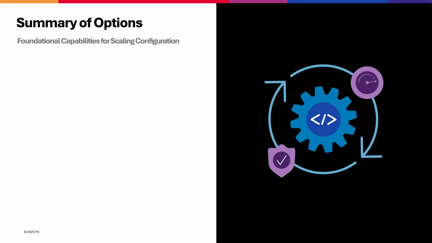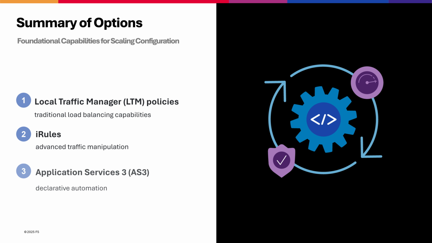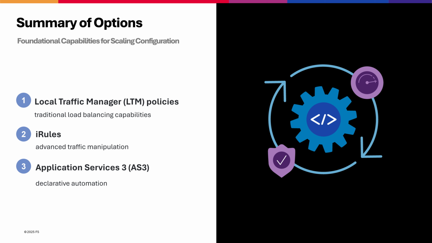Let's summarize options for scaling your BIG-IP operations and environment. First, the simplest approach for consistent configuration of Local Traffic Manager, or LTM, is to utilize policies for defining how traditional load balancing is performed. iRules offer advanced traffic manipulation, allowing for real-time decisions based on application logic. AS3 enables declarative automation, simplifying configuration management through JSON-based templates. Finally, iControl REST API allows for dynamic programmability, giving teams the flexibility to integrate BIG-IP into broader automation workflows.